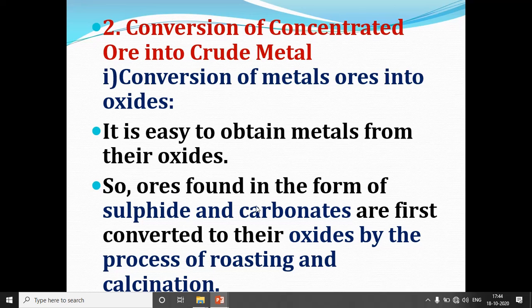Ores found in the form of sulfide and carbonates are first converted to their oxides by the process of roasting and calcination. So what are the two methods which are used for the conversion of concentrated ore into crude metal? Roasting and calcination. When the ores are found in the form of sulfide and carbonate, they can be converted to their oxides by roasting and calcination process.